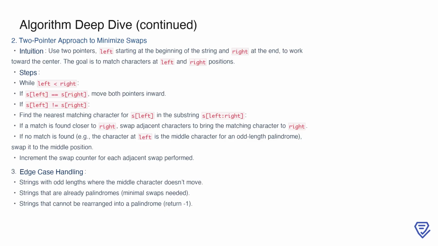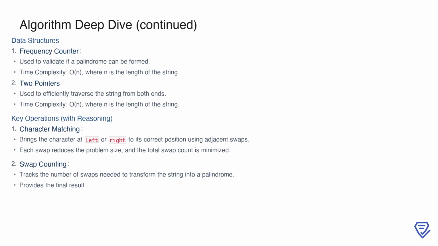Additionally, the algorithm naturally handles edge cases, such as strings that are already palindromes, where minimal or no swaps are needed, or strings with odd lengths, where the middle character remains stationary. The algorithm relies on two key data structures, the frequency counter and the two-pointer mechanism. The frequency counter is critical for validating whether a palindrome can be formed, and it operates in O(n) time, where n is the length of the string.